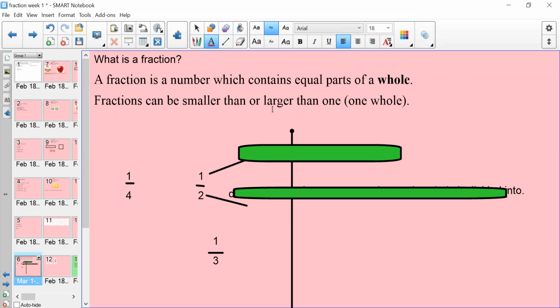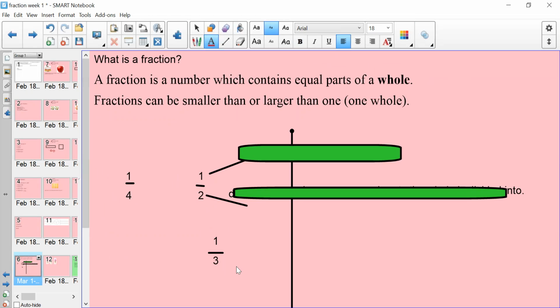And fractions can be smaller than or larger than one whole. So do you recognize these fractions? Do you know what they say? Can you read them? So have a go and see if you can read those fractions. Okay, well done. This one says a half, this one says a third, and this one says a quarter.